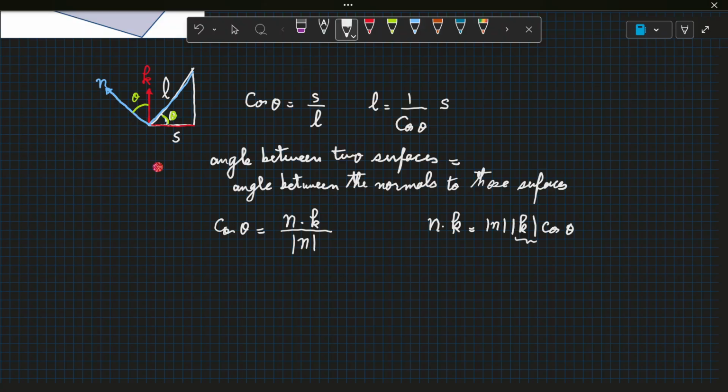K is a unit vector in the z direction, so the length of that is equal to 1, and therefore cosine of theta is going to be n dotted with k divided by the length of n. So that is a basic fact. The next fact that we are going to use is the following.